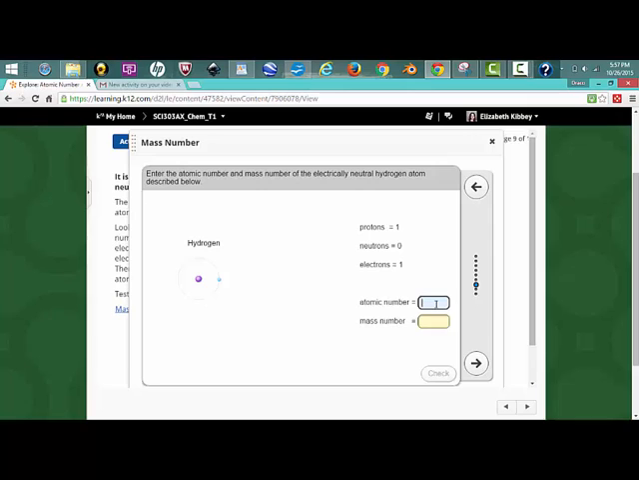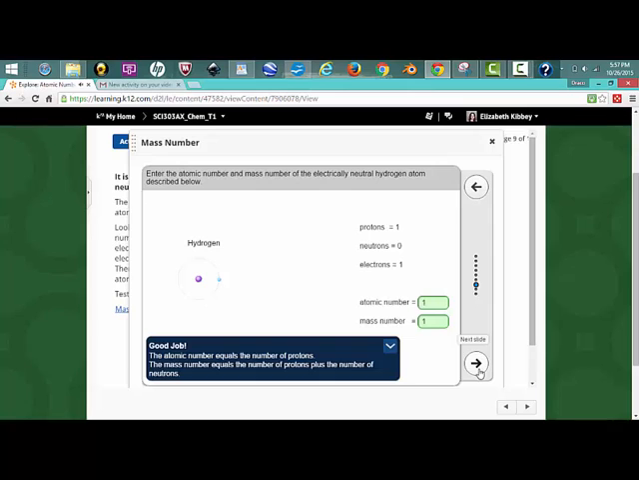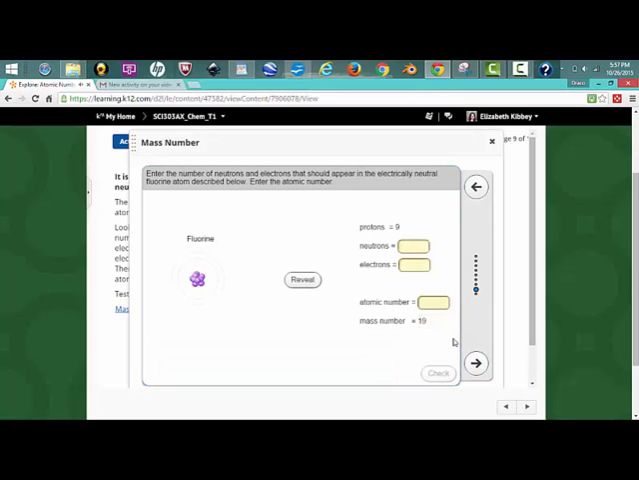Whoops, forgot to check that. Both 1. There we go. The number of neutrons. Well, we can do electrons first. That would be 9. So would the atomic number. And neutrons would be 10. Not 19, 10, because 10 plus 9 equals 19. And the final one, electrons, would be 4, along with the atomic number. And the mass number would be 9, because 4 plus 5 equals 9.